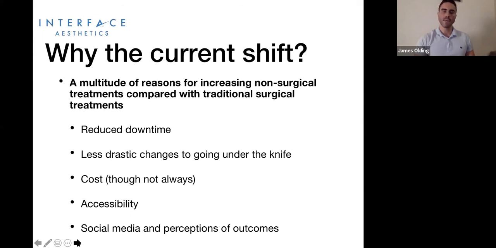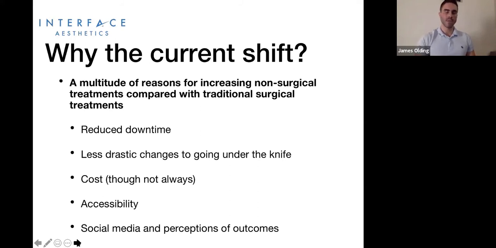Cost is another reason, although I say that with a caveat because some non-surgical procedures, especially if you're having quite complex and comprehensive treatment, for example, an older patient who needs full facial revolumization, that can get quite pricey, especially depending on the practitioner. So cost can be a positive reason why people are accessing these treatments. And certainly if you want to have your initial treatment, for example, botulinum toxin, or if you want to have a single area treated, for example, a lip treatment, the price is far, far below anything that would be done surgically.